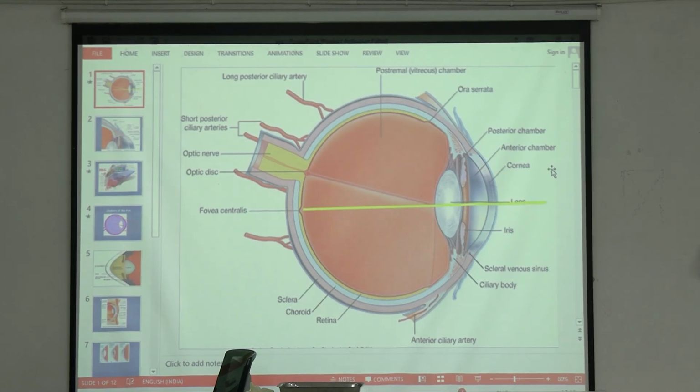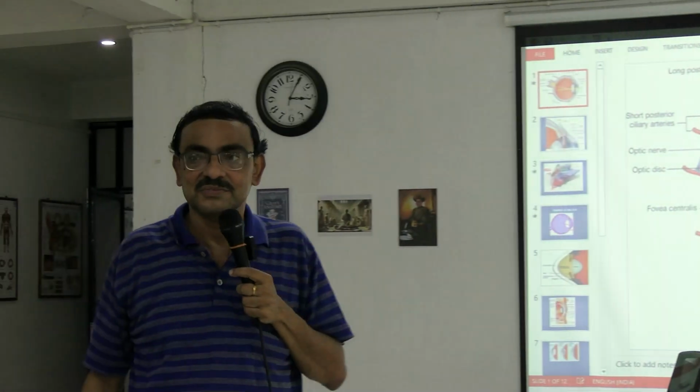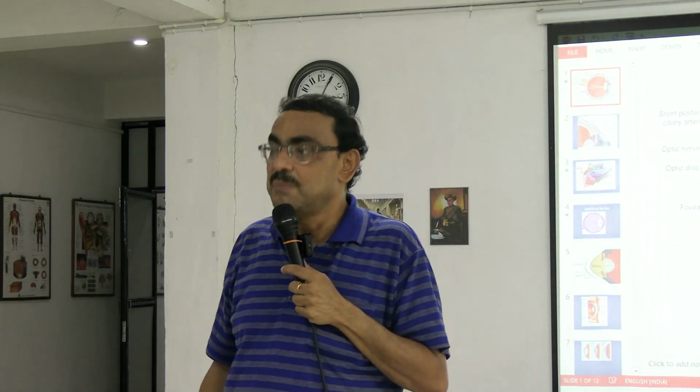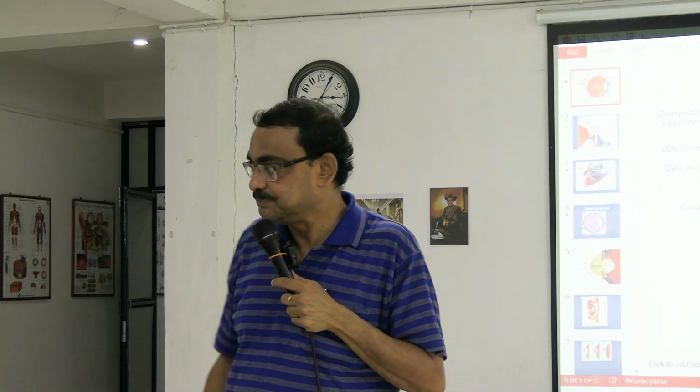Though the elasticity or plasticity of the lens decreases with age. From the age of 40 onwards, the bulging power of the lens is lost. That is called presbyopia.